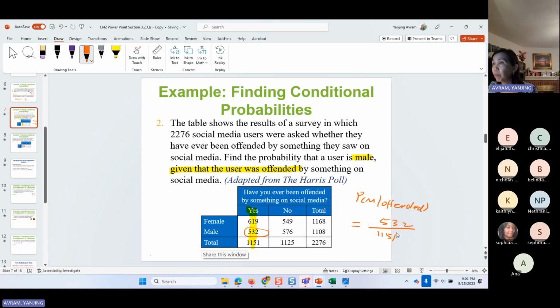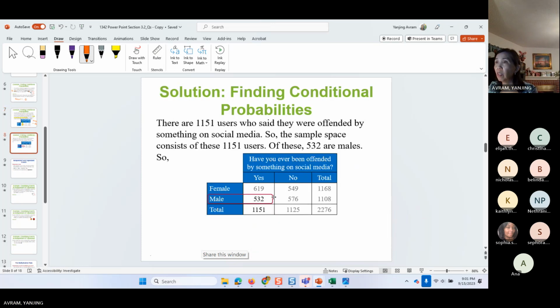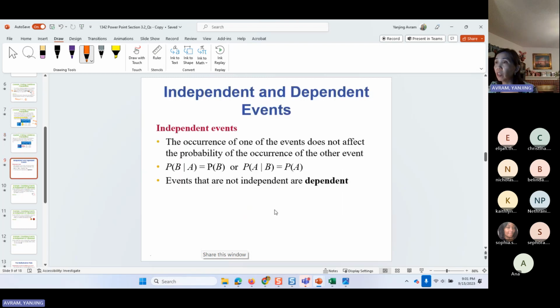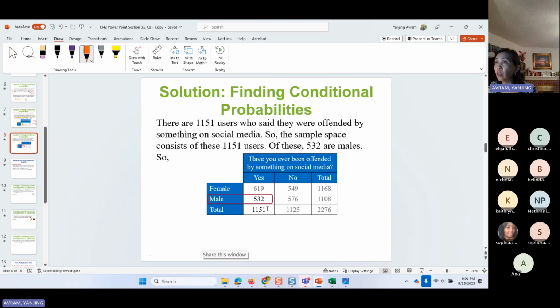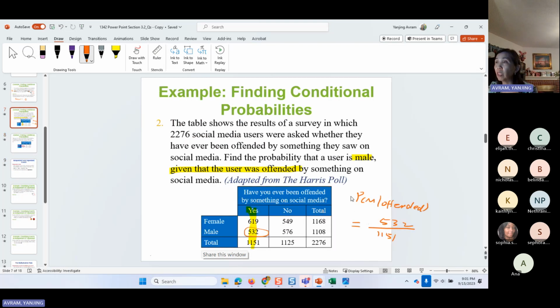So that is the probability of male, given the condition was offended. That is called a conditional probability. If you look at the total here, it is 1151, and the male is 532. So you use 532 divided by 1151. That is the probability of a male given the condition that the user was offended.